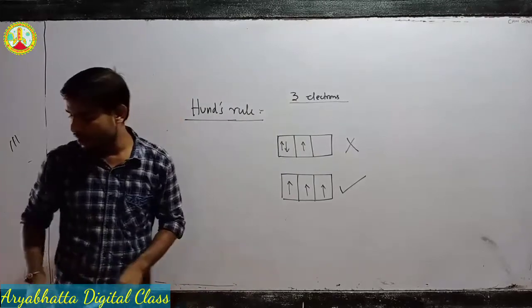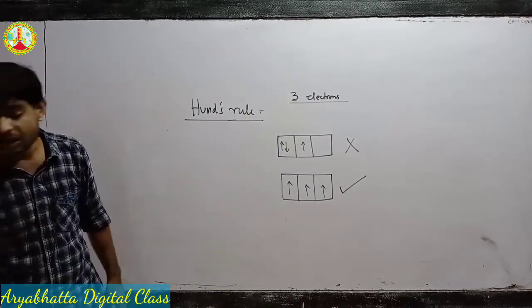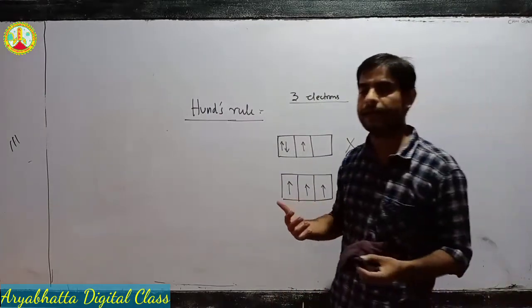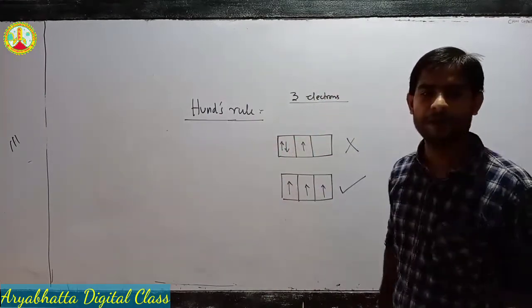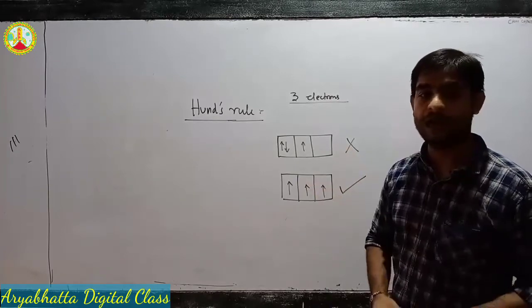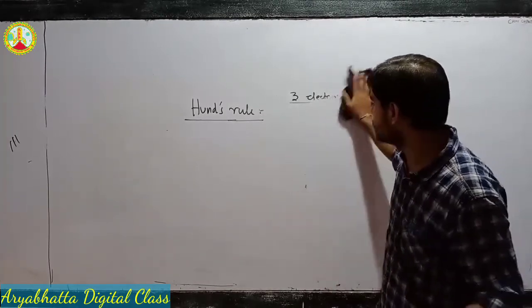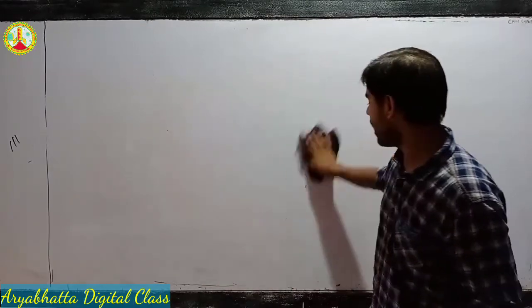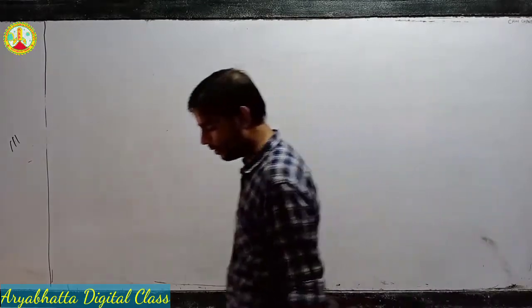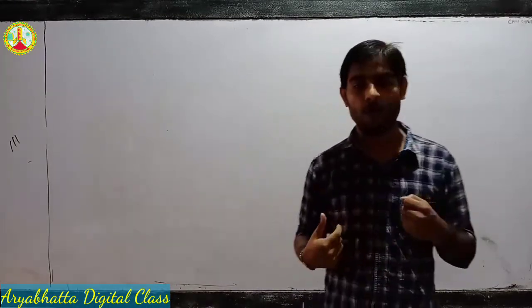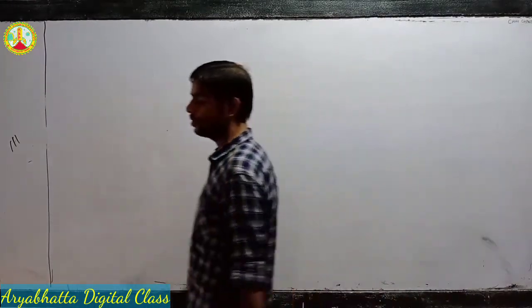Okay, so you have to keep in mind that electrons are first filled singly, and only after that we'll start pairing these orbitals. We will see why we do that. We will see the reason why Hund's rule is applicable, why the orbitals are first filled singly and then pairing is done. Okay, so this is all for this video lecture.